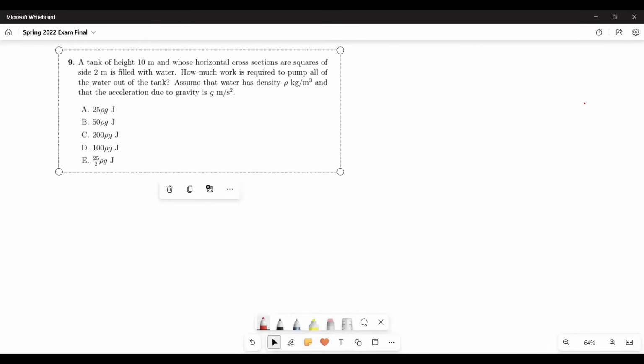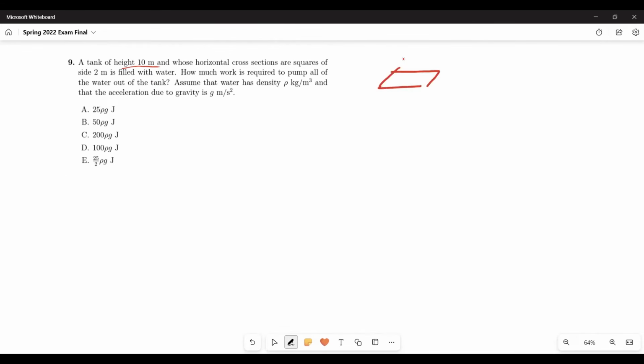Okay, this question asks to find the work required to pump all of the water out of the tank. So, okay. So the tank has a height of 10 meters. And the horizontal cross-section area is a square, 2 by 2. Even though it doesn't look like 2 by 2, we're gonna call it good. I'm not an artist. So, okay, let's find the volume first.